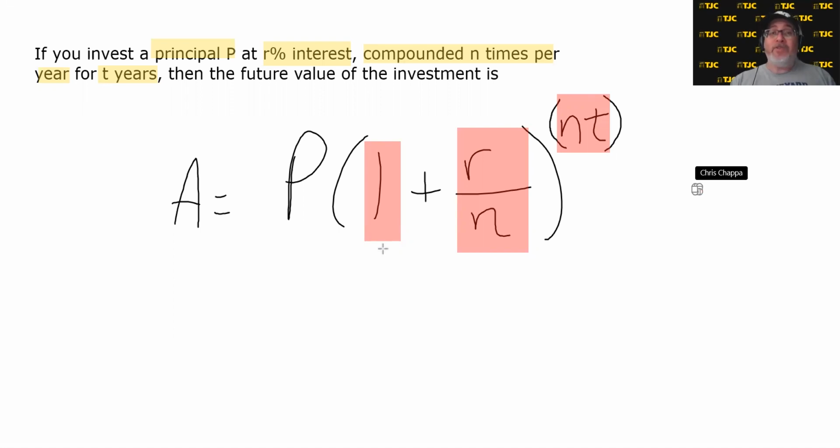So each piece of this formula has a meaning. Again, the 1 represents 100% of the principal before you add the interest on. The plus, of course, is adding the interest on. The R over N is the interest rate divided into smaller pieces since you're getting interest more frequently during the year.